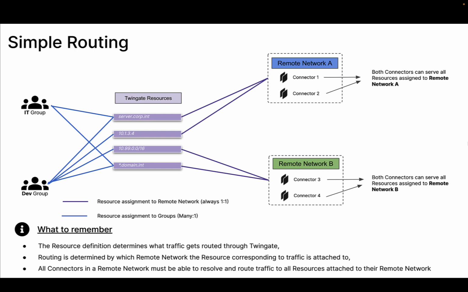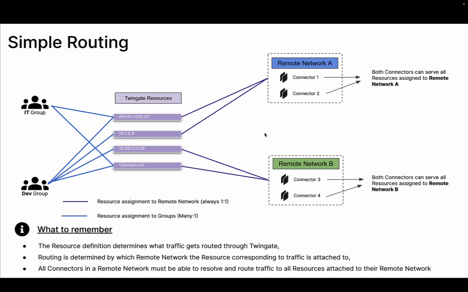Now, resources themselves are assigned to 0, 1, or more groups. And so it's very possible that a resource is assigned to multiple different groups, and it's certainly the case here with server.corp.int that is assigned to the IT group and the dev group, but they're always associated to a single remote network. So server.corp.int is associated to remote network A, this IP address as well, and then those two resources at the bottom that are a little bit more broadly defined are associated to remote network B.